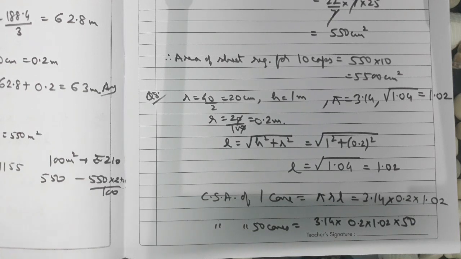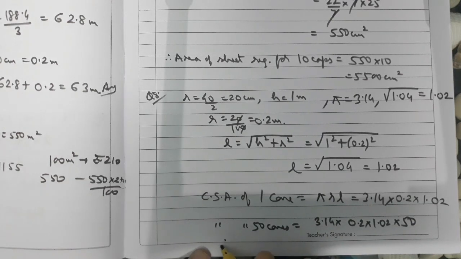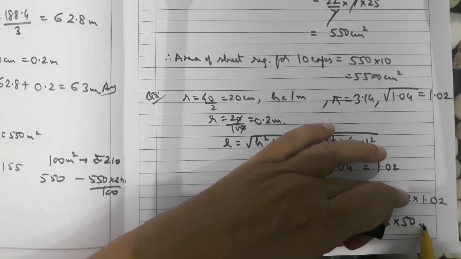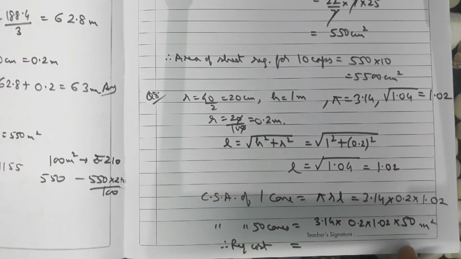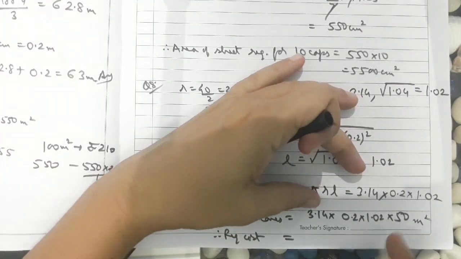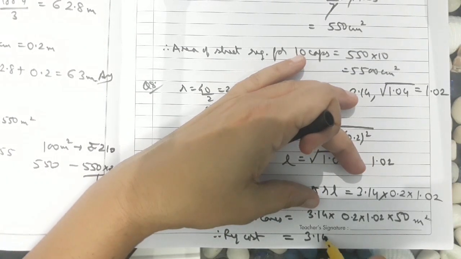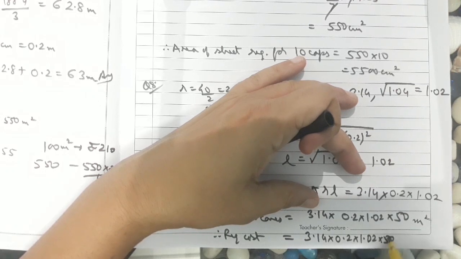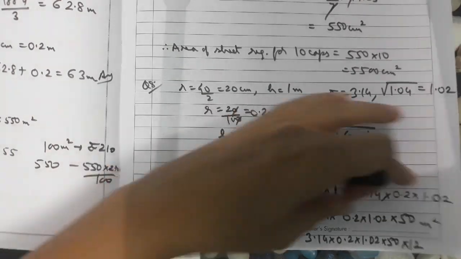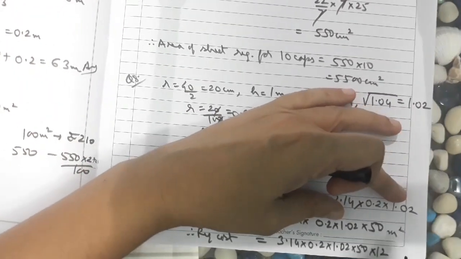And then we have to find out the cost of painting. So therefore the required cost: this is in meter square, and the cost is rupees 12 per meter square. So we multiply this value with 12. So 3.14 into 0.2 into 1.02 into 50 into 12, because the rate is given to us as rupees 12 per meter square. Now we solve it.